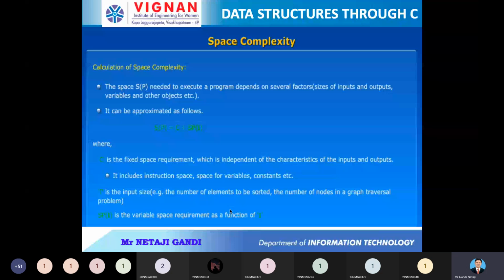Then the constant: what is the integer size in C language? 2 or 4 bytes. Excellent, exactly. If you are using a 64-bit operating system, your integer capacity is 4 bytes of memory. If you are using a 32-bit operating system, it is 2 bytes. So C is the constant memory of each and every variable, which is already predefined. S(P) based on the input: there are two inputs, 2 into 4, that is 8 bytes of memory occupied. That is how we calculate using space complexity.